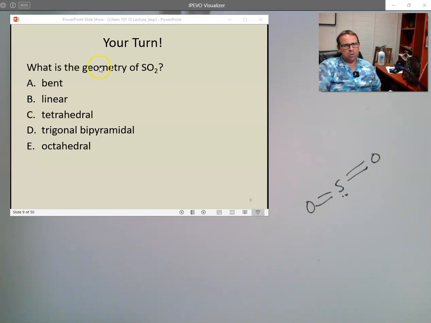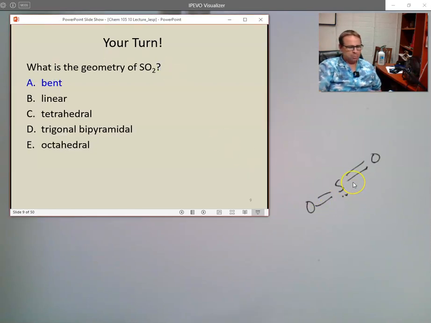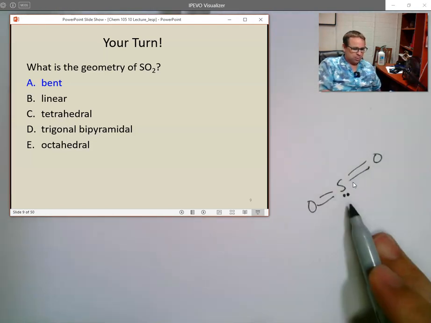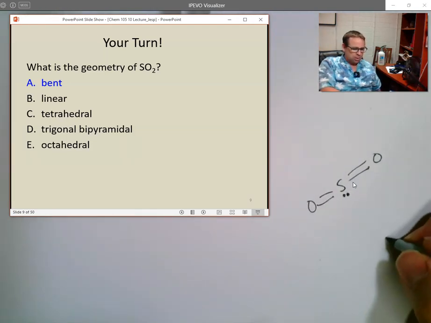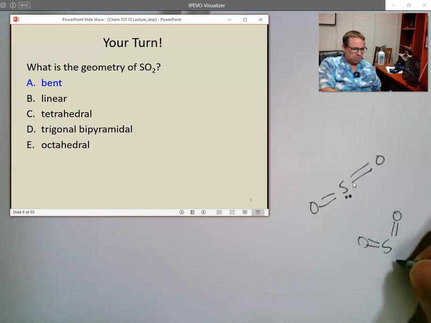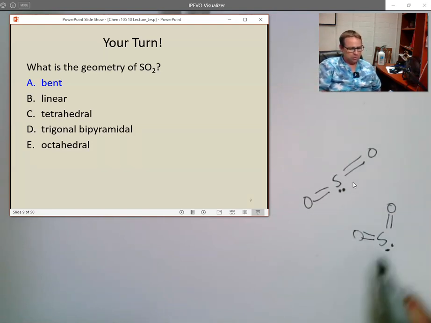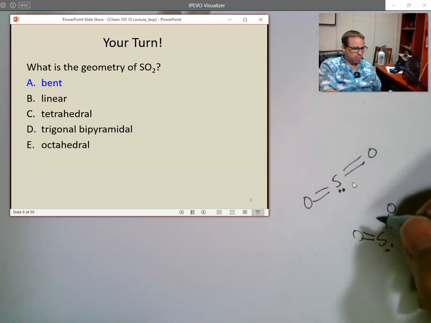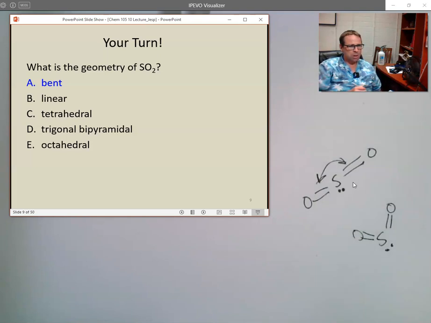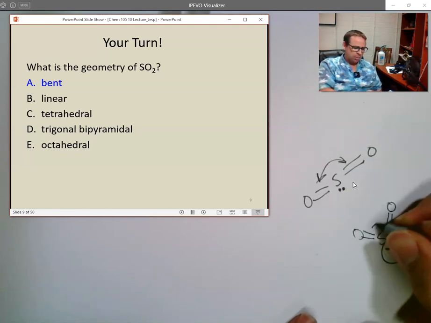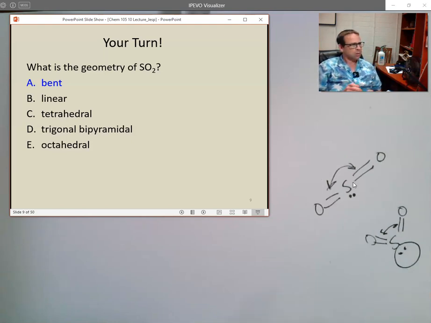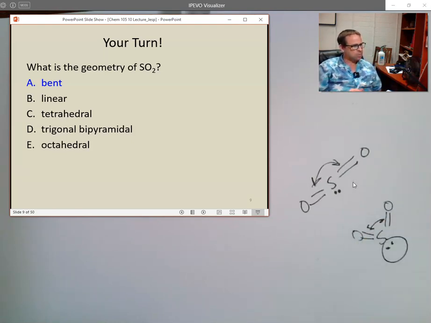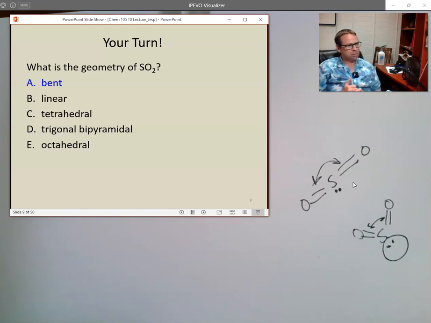Very good. It's bent because the 3 regions of electron density would cause these 2 oxygens to bend down, and we'd have a non-bonding region right there. And, Catherine, what might we predict is the angle between these 2 oxygens? 120? Yeah, that's right. 120. And with this lone pair here, we might predict that it's a little bit less than 120. And why is that, Catherine? Why would we predict a little less than 120 with the lone pair? Because the lone pair takes more space. That's right. Takes up more space.